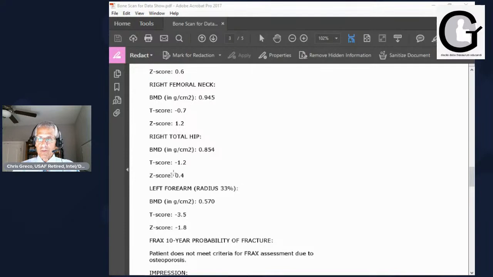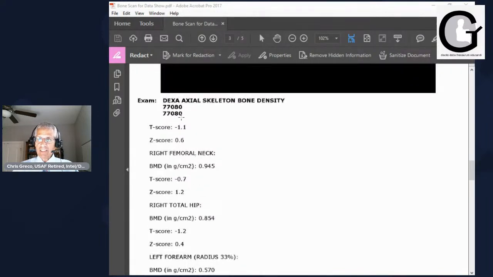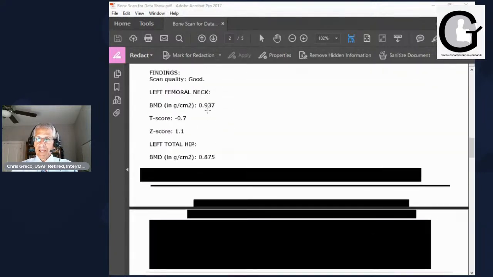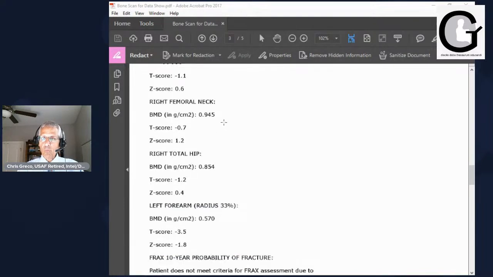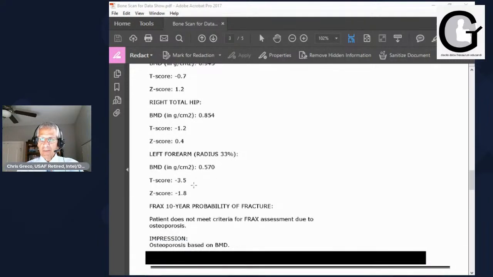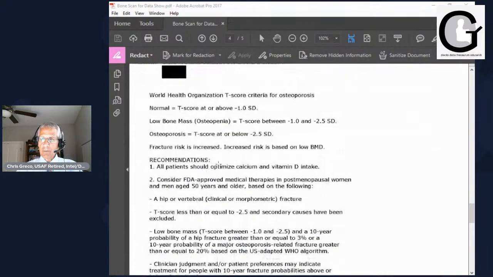What about this one? Negative 1.2, right? Slightly low, right total hip. This one's a negative 0.7, so that's okay. This is negative 1.1. Again, lower than basically osteopenia, right? And this is negative 0.7. So left femoral neck is okay. Left total hip, osteopenia. Right femoral neck, okay. Right total hip, osteopenia. And then left forearm, definitely osteoporosis. So that's what we're talking about when we talk about those areas.